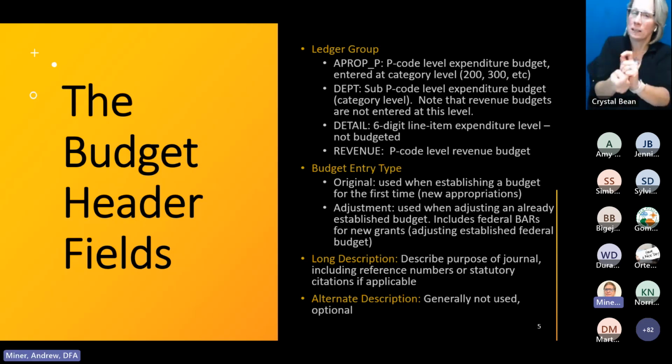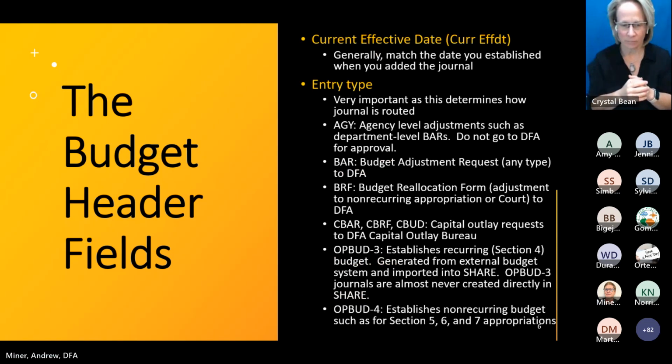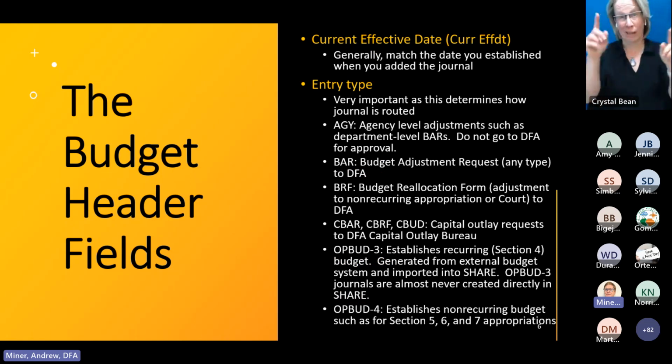Next is long description. So here you can describe the purpose of the journal, which includes reference numbers, if you have some sort of reference system, or the statutory citation of the appropriation, if that's what you're setting up, things like that. Alternate description, I usually don't see that used. It's optional, so you don't necessarily have to put anything in that field. Current effective date, generally you want to match the date that you established when you added the journal because you want it to be effective on that same date. So that's pretty simple.